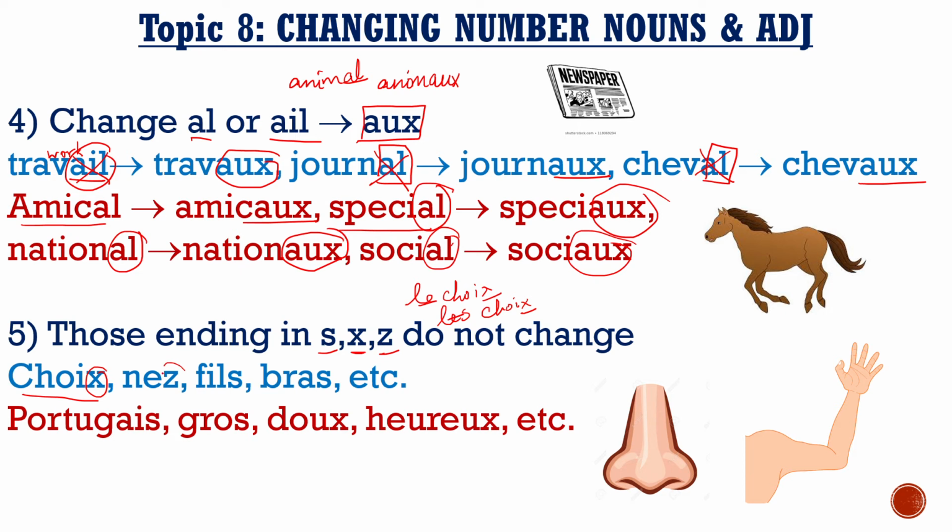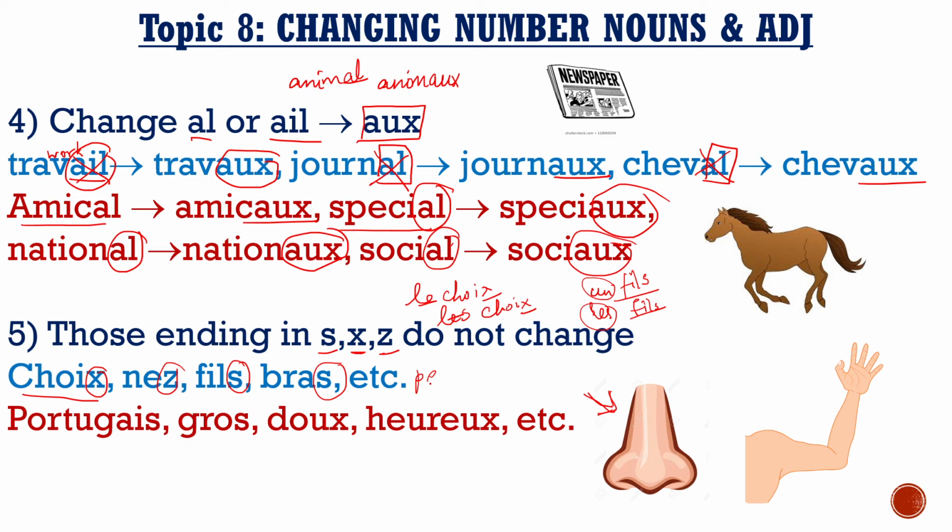Le nez is the nose, okay? If you want to say noses, it would be les nez. You just have to change the article. Z, X, S does not change. Fils is the son, so if you want to say a son, un fils; the sons, it would be les fils. The noun remains the same, just the article you have to change. Bras is your arm. It ends with S, so singular and plural are the same.